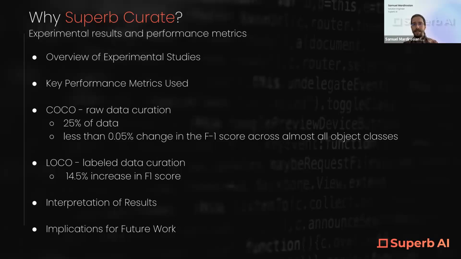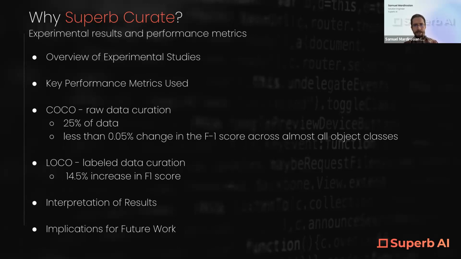So, let's take a look at some concrete results from our testing. We've put together a series of experimental studies to evaluate the performance of Superb Curate using key performance metrics such as accuracy, precision, recall, and F1 score, so pretty standard. Our results from testing on datasets like MNIST, which I've shown you, MS COCO, and LOCO, demonstrate the effectiveness of Superb Curate in curating data and improving model performance.